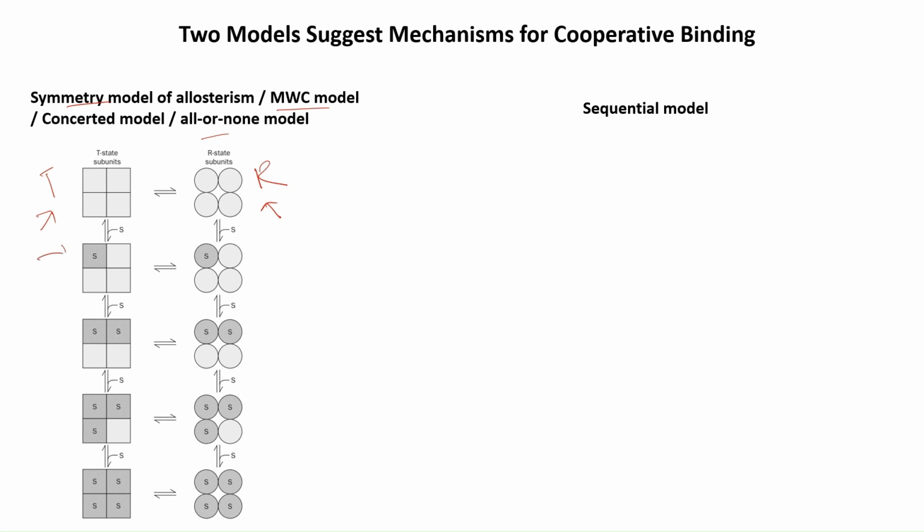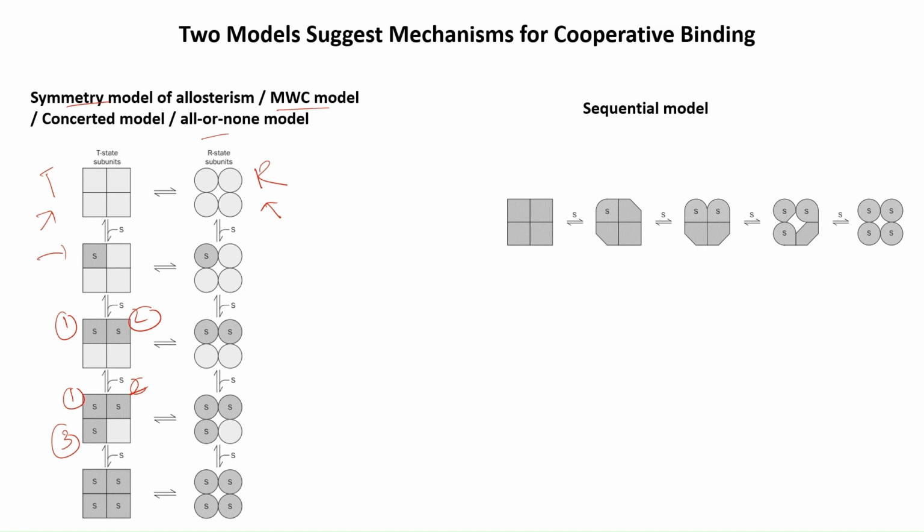Now, subsequent binding of ligands, for example, here one ligand binds, then two ligands bind, then three ligands bind. So the subsequent binding of the ligands will change the conformation from the low affinity to the high affinity conformation. And the next model is the sequential model. According to the sequential model, the subunits will be in the T state. The binding of a ligand to one subunit will convert it into the R state, that is the high affinity state, and this change in conformation will then be communicated to the neighboring subunits.